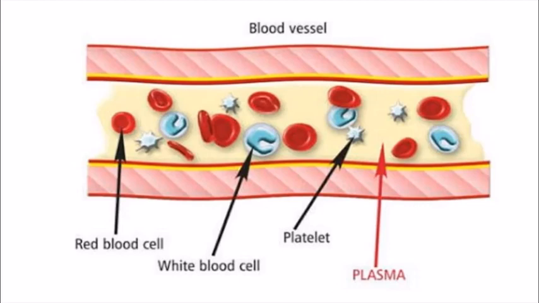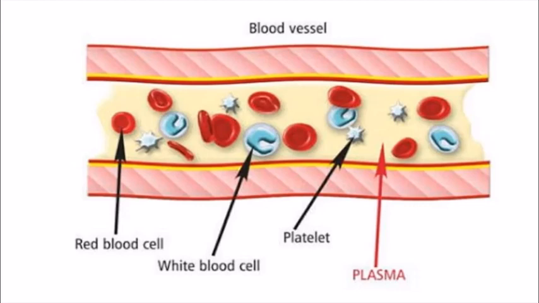Now RBCs are red in color, WBCs are colorless. And the five types of WBCs are named according to their shape. One is like a phone structure, one is circular. So according to that, different names are given: basophils, eosinophils, neutrophils, monocytes and lymphocytes. So these are the types of WBCs which are present in your blood.